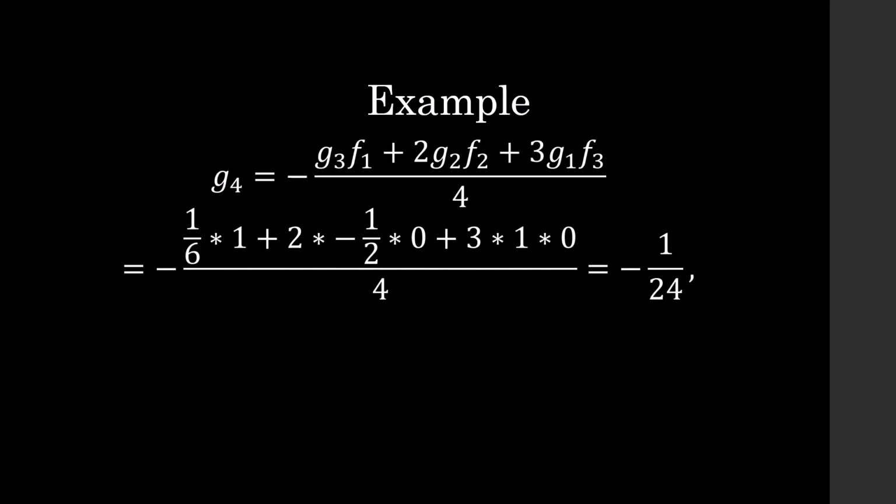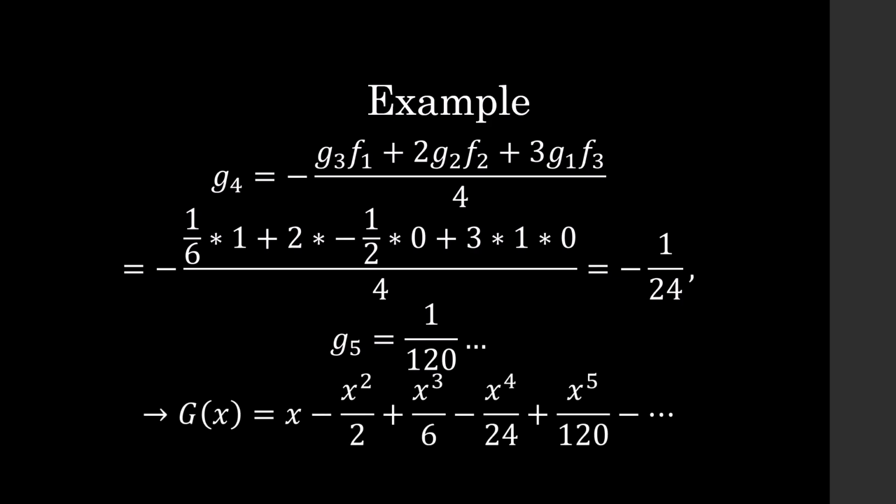You can do similarly for g4, which returns minus 1/24. And then we continue on with g5 being 1 over 120, and it continues on and on. Hopefully at this time we can understand that there is a pattern occurring. If we actually write out our g of x, we get g of x equal to x minus x squared over 2 plus x cubed over 6 minus x to the fourth over 24 plus x to the fifth over 120 minus, dot dot dot, on and on and on.